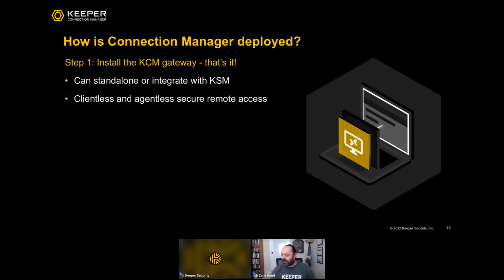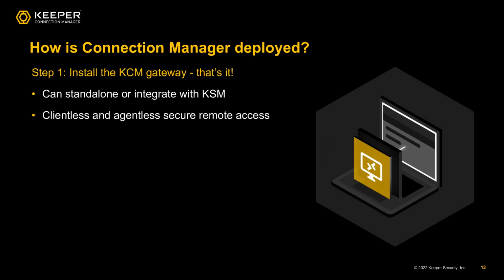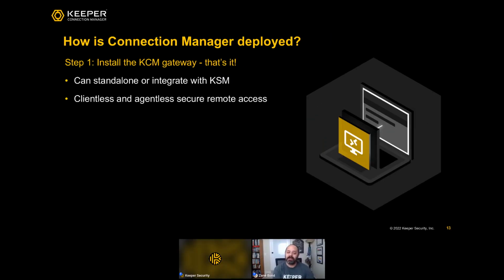One of the questions we get fairly frequently is, great, how do I deploy this? Well, first off, we have our gateway. It's a lightweight Docker container. You spin it up, you configure it, and you set up your connections there. The container that you configure has access to the targets, and your clients only need access to the web portal.